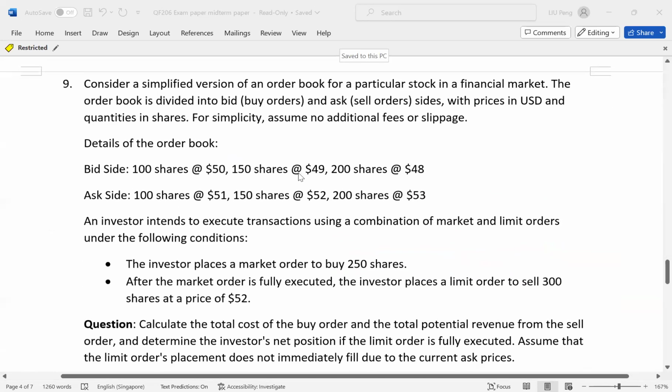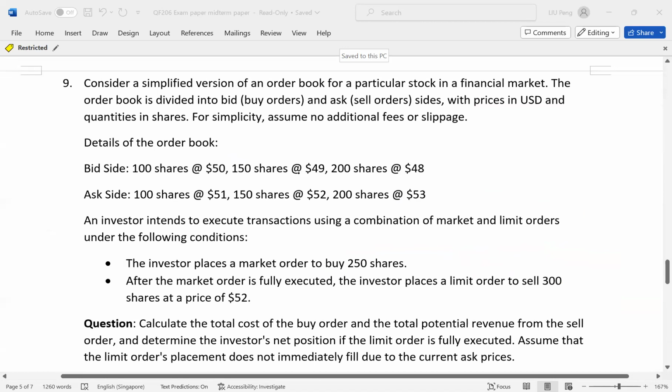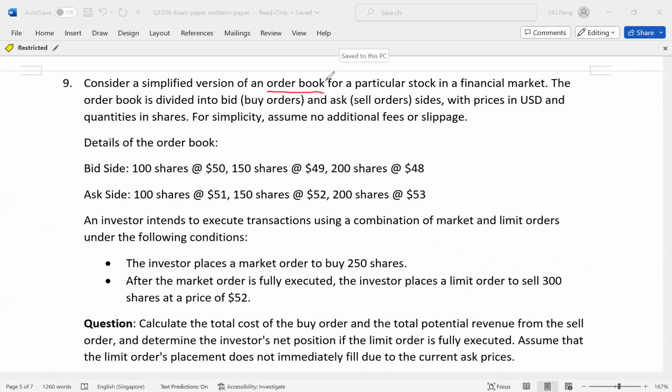Okay, so let's move on. The next question is again about the limit order book. We have this simplified version, with bid and ask sizes, and we have the price as well. This is a snapshot of the order book. 100 shares at 50. As usual, the price on the bid side goes down to 49.48. The ask size, this is the best ask, and then the price will go up.